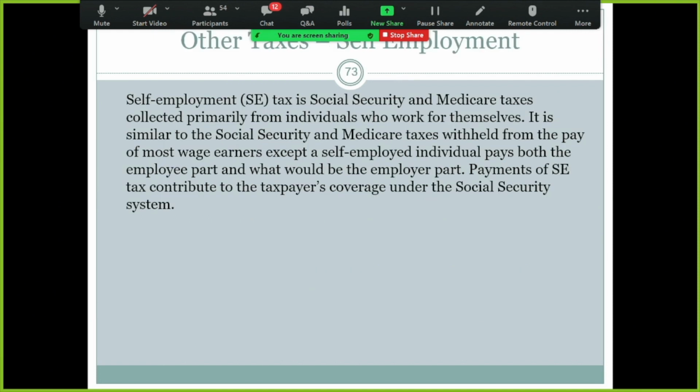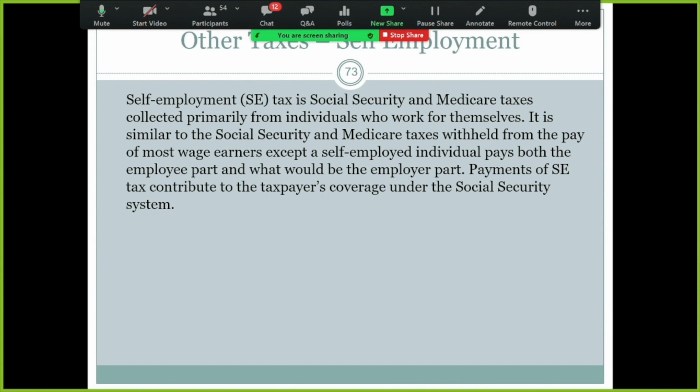The first one we're going to talk about is the self-employment tax. This is the Social Security and Medicare taxes from individuals who are self-employed, also known as sole proprietors. They are considered the employee and the employer for themselves, so they're responsible for the employee and employer portion of the Social Security and Medicare tax.